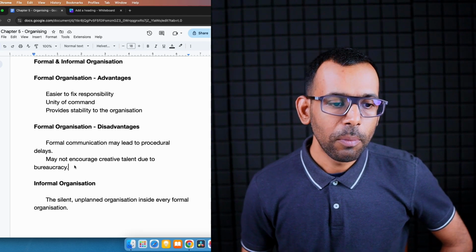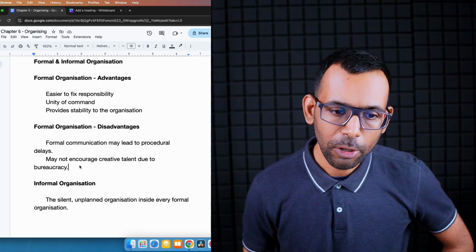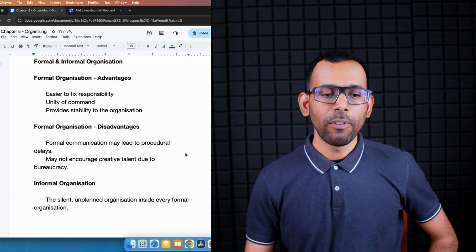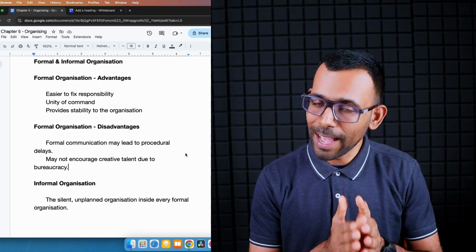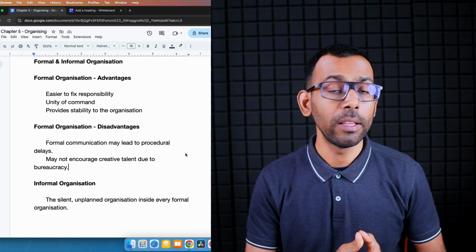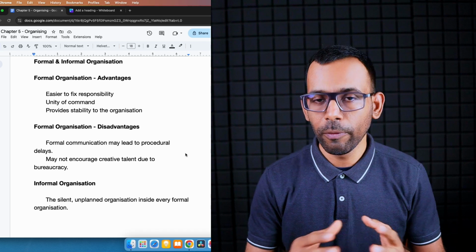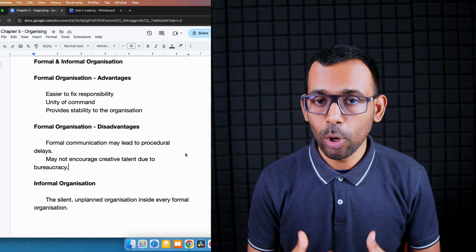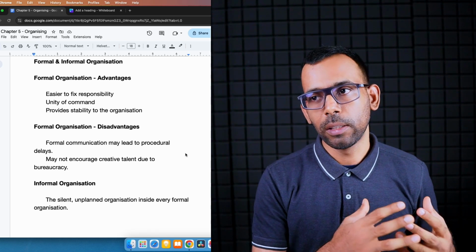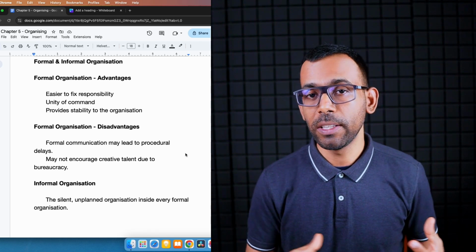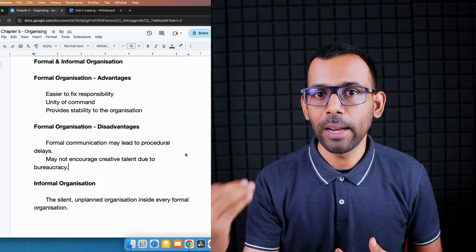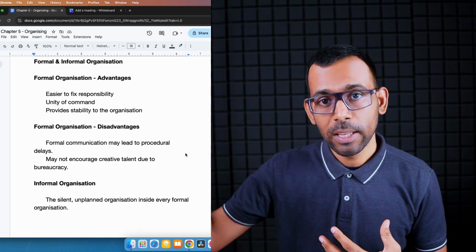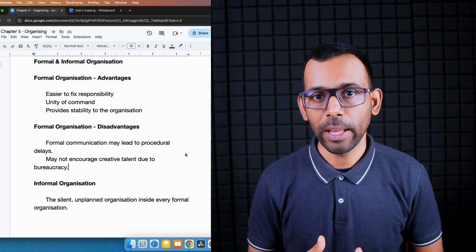And next thing is, it may not encourage creative talent due to bureaucracy. Exactly the point which I just said. In formal type of organization, work has to be done in that particular way. You will not get room or budget for creativity, especially in old organizations, like the companies that have lived for more than 50-60 years. The people at the general manager level, deputy manager level would already be 55 to 65, 70 years old. They will be nearing retirement.